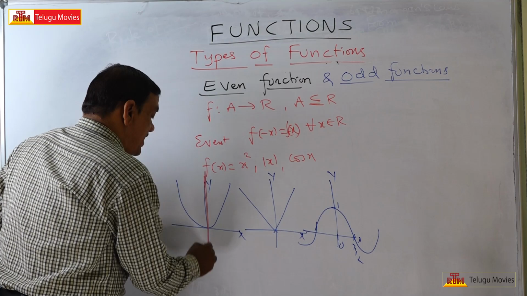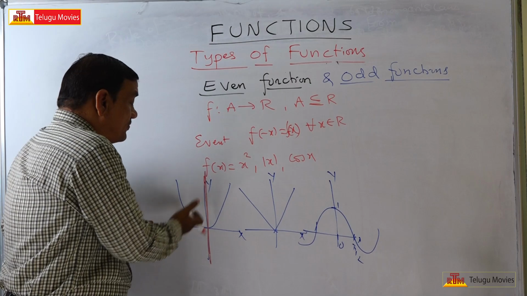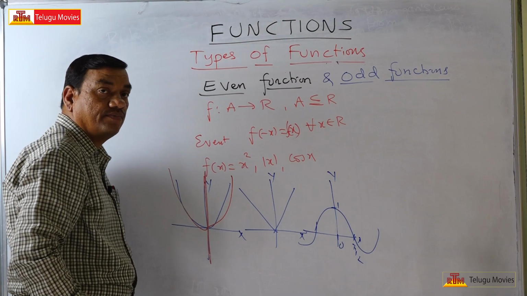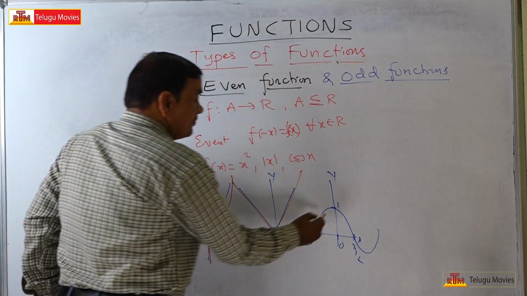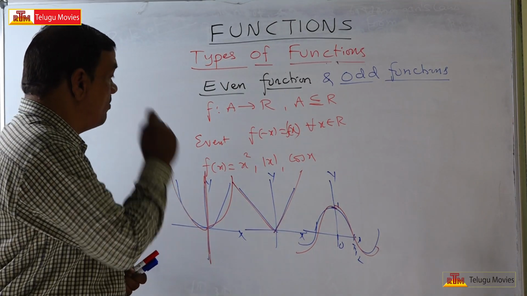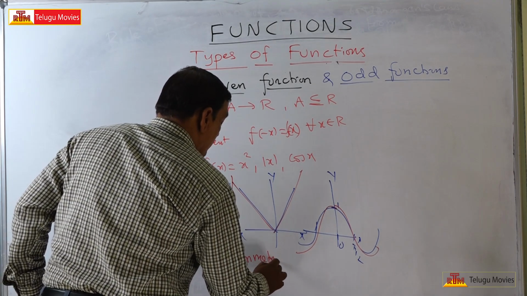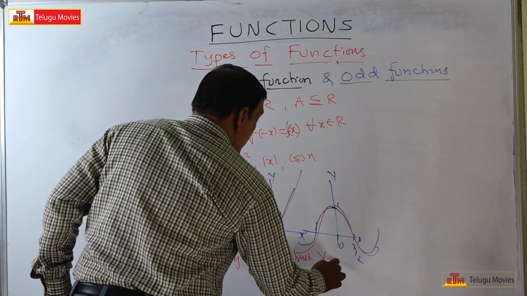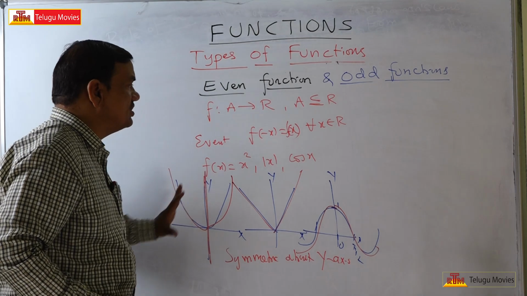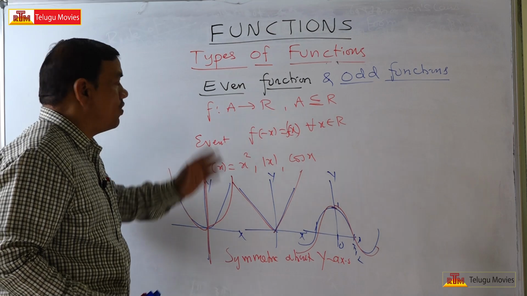Symmetric nature means what? Whatever may be the graph, the shape of the graph on the left side and right side, both are same. This and this both are same. So all graphs are symmetric about y-axis. All even functions, the curves are symmetric about y-axis.